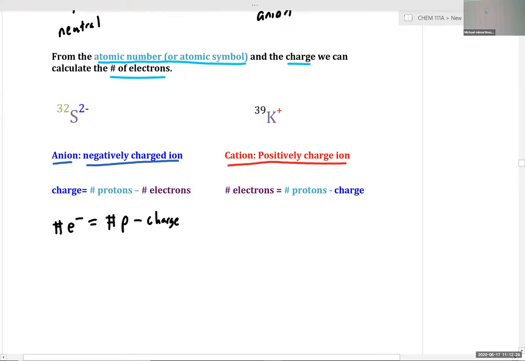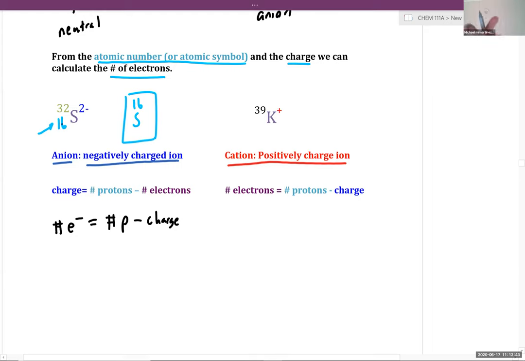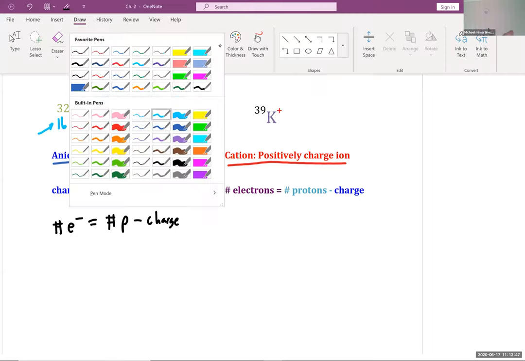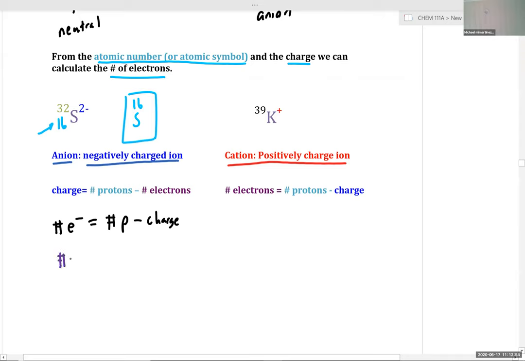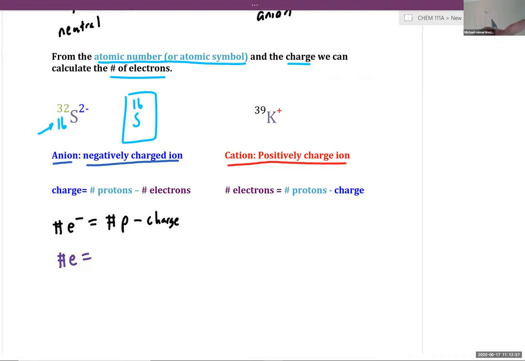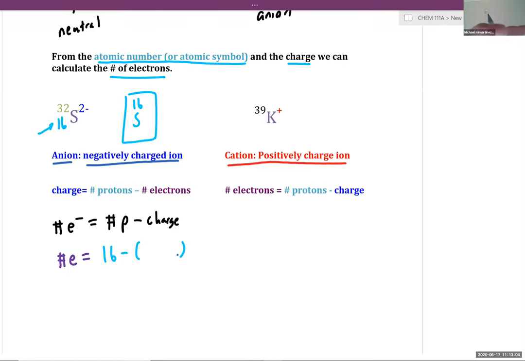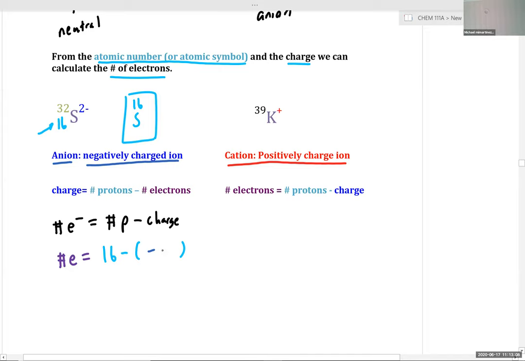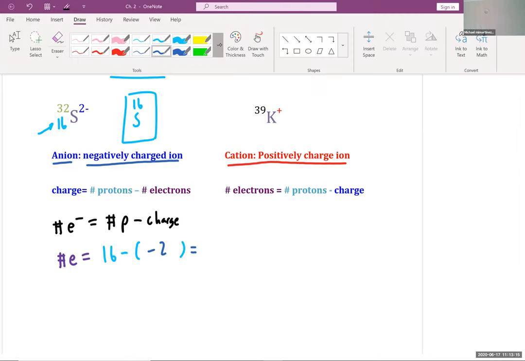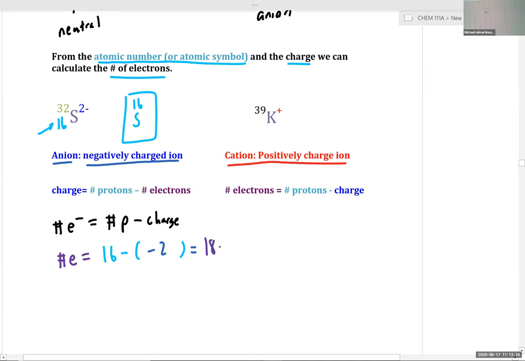So let's start with sulfur. What is sulfur's atomic number? If I look at the periodic table for sulfur, what atomic number do we see? 16, yep. So we now have all the information we need to calculate the number of electrons. Our number of electrons is equal to our number of protons, in this case 16, minus the charge. And in this case, you need to be really careful about the sign. The charge is -2, so when you subtract a negative number, you end up with a positive number. So this gives us 18 electrons.